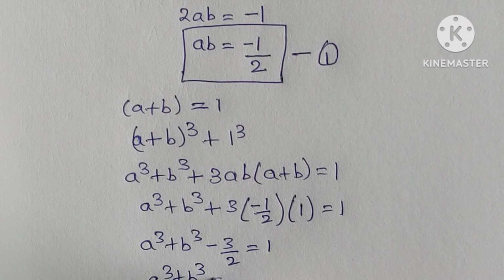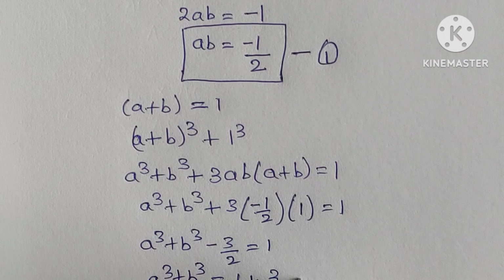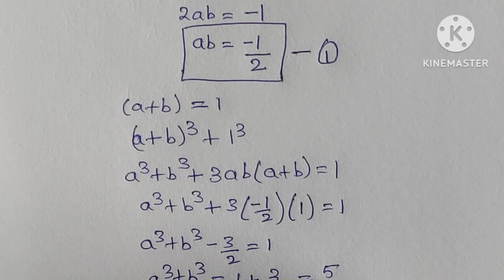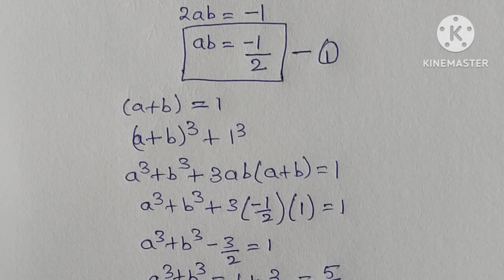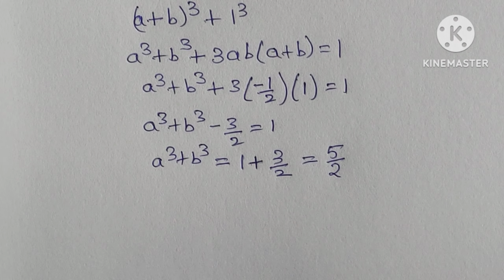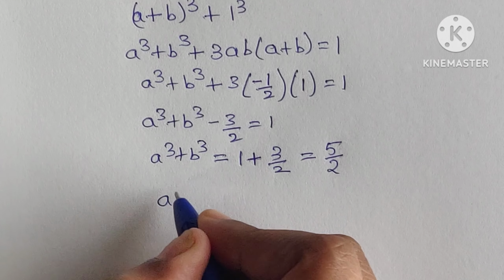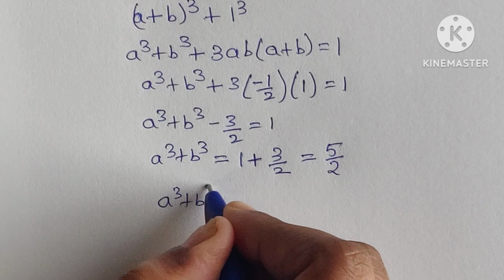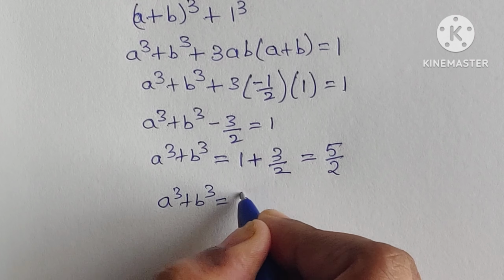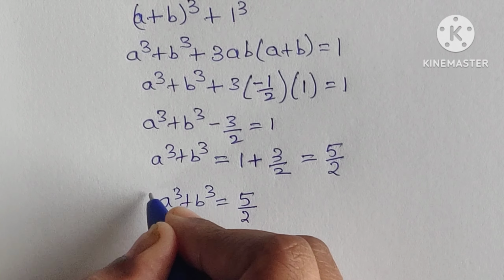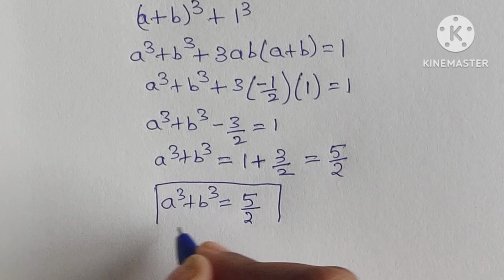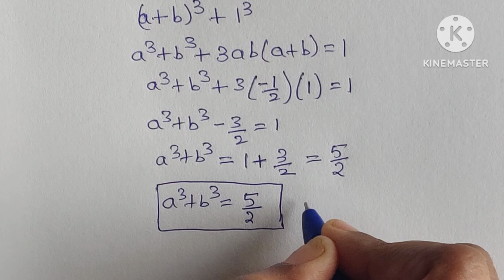So a cube plus b cube equal to, so move this value to the right side. So 1 plus 3 by 2 equal to 5 by 2. So a cube plus b cube equal to 5 by 2. So let us consider this is equation 2.